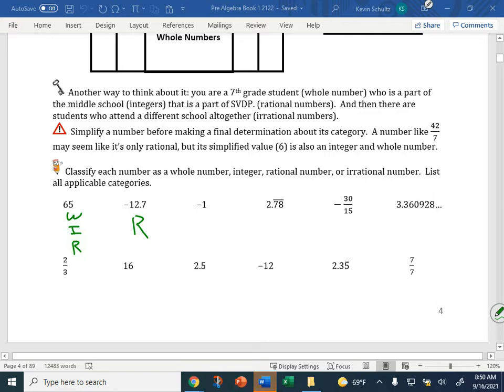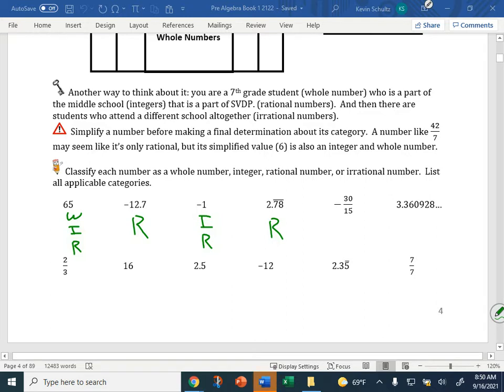Negative 1, Wyatt. Integer and rational. Why is it not whole? Because it's negative, right? Wholes are only positive numbers. 2 points, 78, 78, 78, 78, 78. Sophie. Rational only. Okay, that 78 repeats itself.